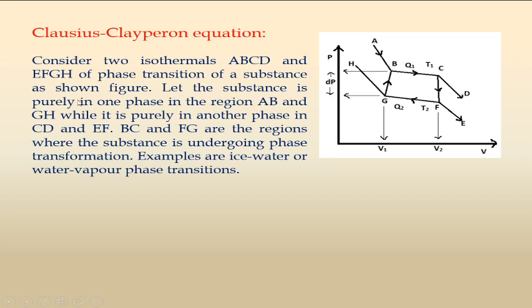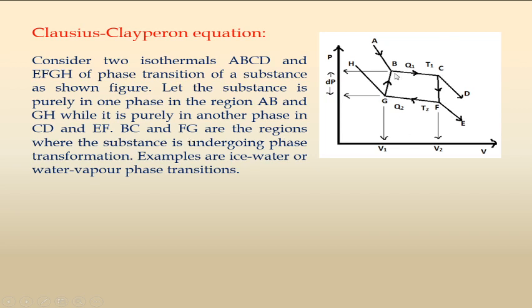Let the substance be purely in one phase in the regions AB and GH. Here is AB and here it is GH. So in this region, the substance is in one phase, and the substance is purely in another phase in CD and EF. CD and EF, that's the region. So in this region, the substance is in another phase.